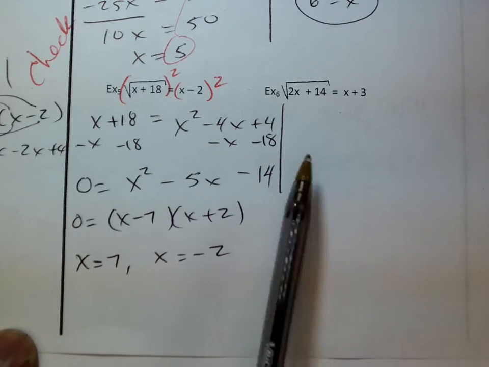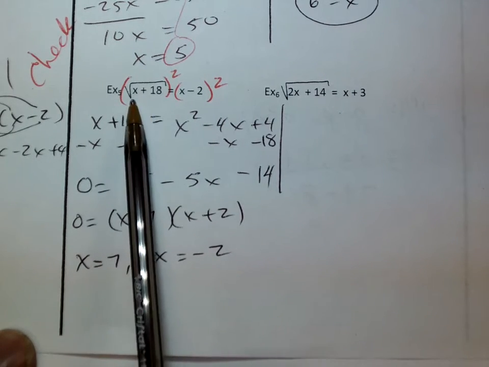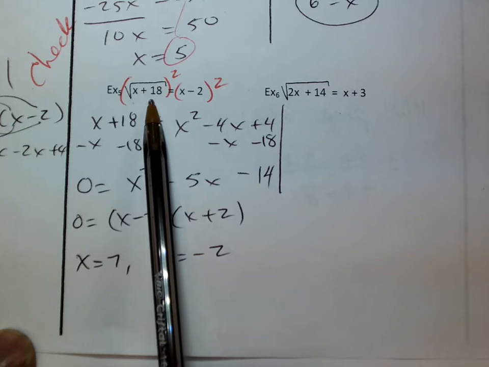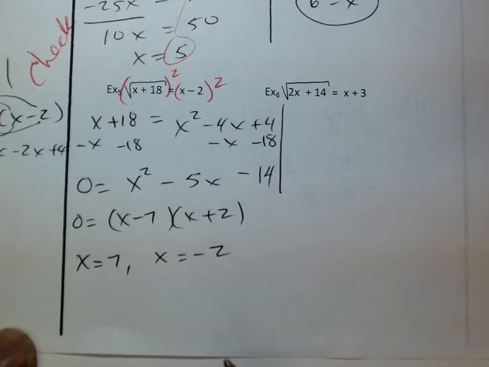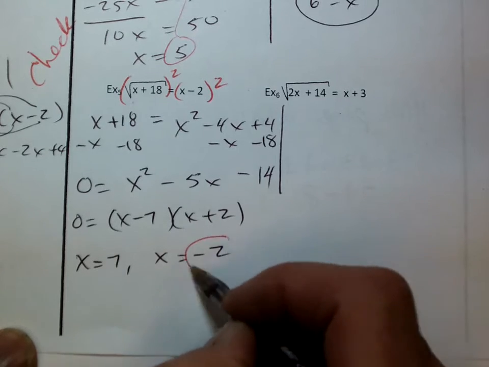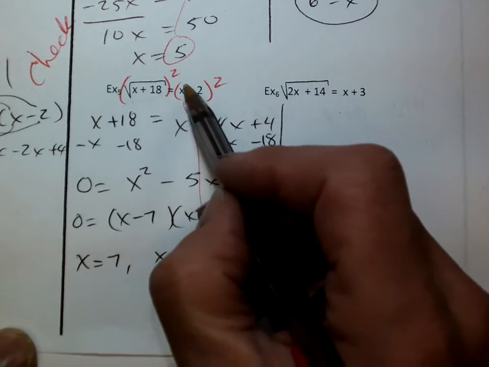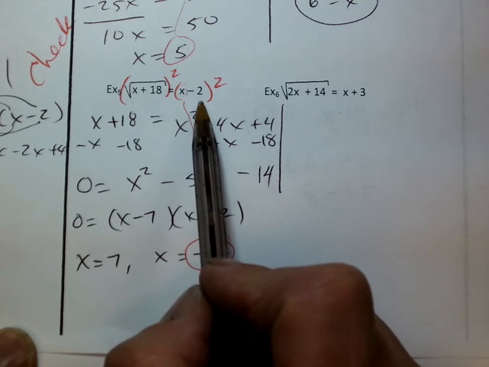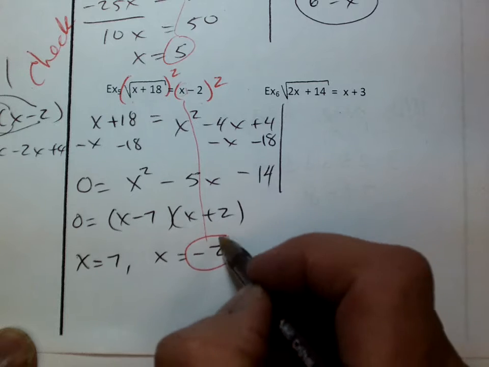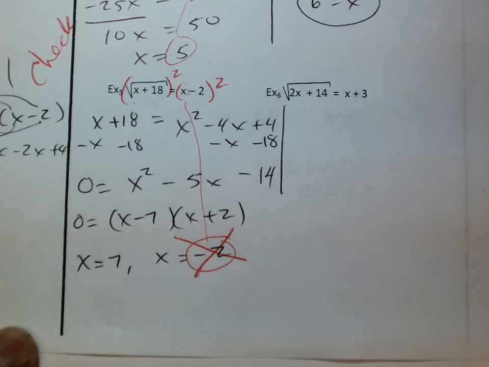In fact, if I check the 7 real quick, put the 7 here, I get 7 plus 18 is 25, no problem. If I put the 7 here, I get 7 minus 2 is 5, no problem. That works. But the negative 2 is going to be a problem. If you put the negative 2 up here, you get negative 2 minus 2 is negative 4. You can't equal the negative 2. So we're going to throw out the negative 2, all right? It won't work, because you can't have square roots equal to negative numbers, okay?